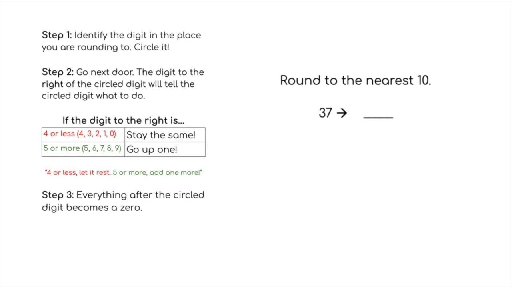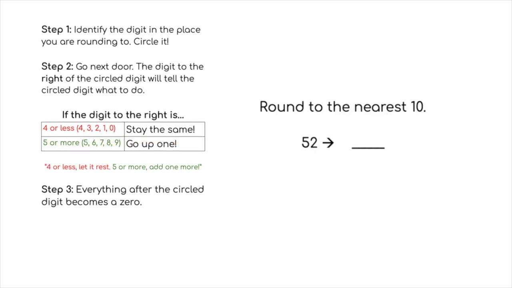Let's practice another one. We're rounding 37 to the nearest 10, so we will circle the tens place. The 3 is in the tens place, so we circle the 3. Step 2 tells us to look next door, so we look at the 7. Now we look for the rounding rule. So 7 would fit in 5 or more, so it tells the circled digit to go up 1. So the circled digit is a 3. If you add 1, it will become a 4. Then step 3 tells us everything after the circled digit becomes a 0. So the 7 becomes a 0. So 37 rounds to 40 when rounding to the nearest 10.